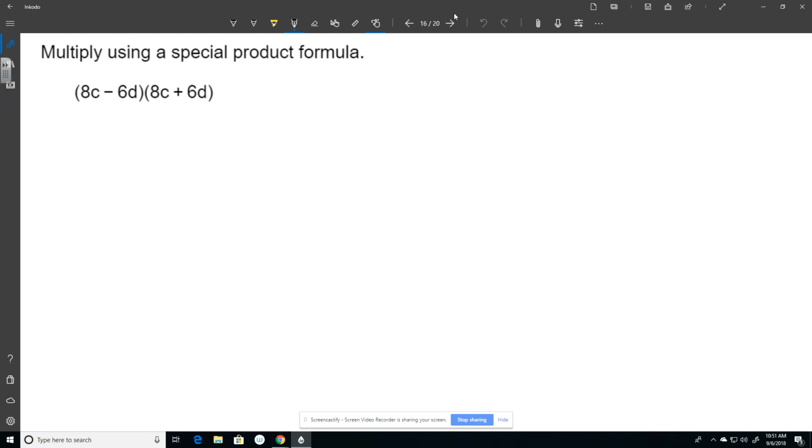Multiply using a special product formula. Again, we can do this the long way or we can do the shortcut. I'll do the long way first, then the shortcut. The long way is just to FOIL.